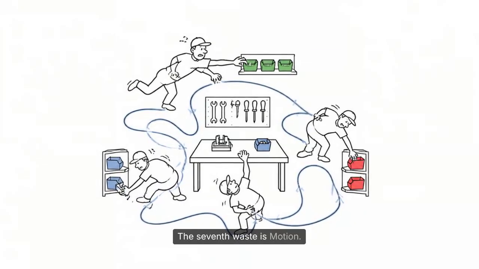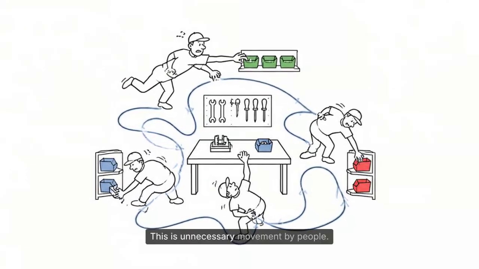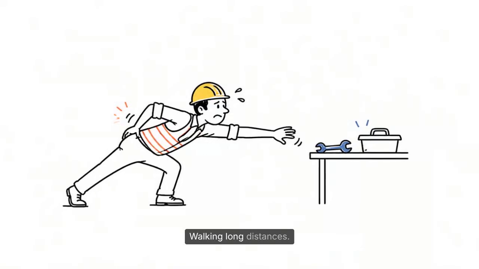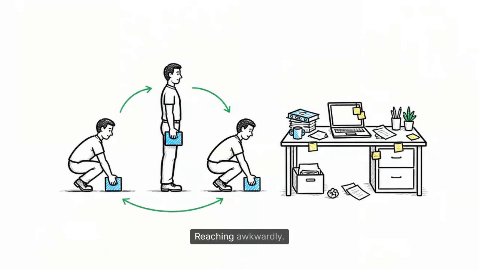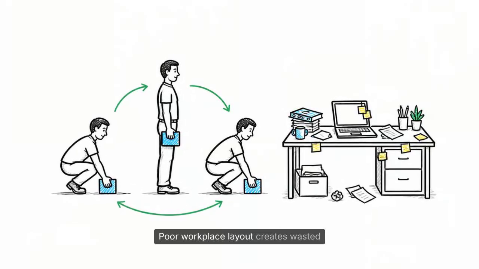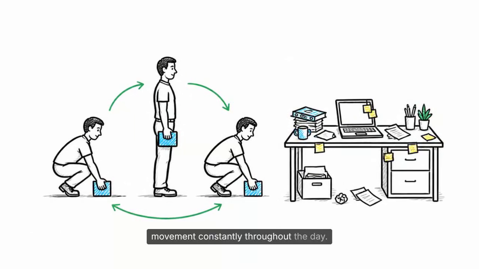The seventh waste is motion. This is unnecessary movement by people, walking long distances, searching for tools, bending repeatedly, reaching awkwardly. Poor workplace layout creates wasted movement constantly throughout the day.